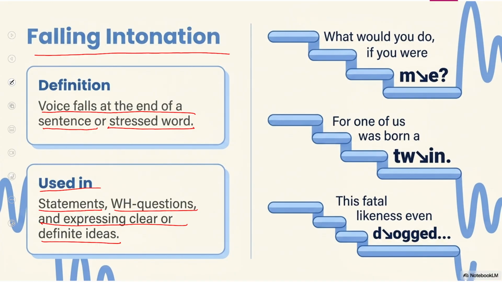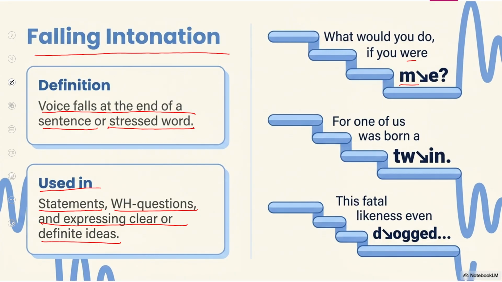Falling intonation is used in statements, WH questions, and expressing clear or definite ideas, that is called orders, right? Falling intonation. Now, look at this. This is an example of a question. What would you do if you were me, right? What would you do if you were me?